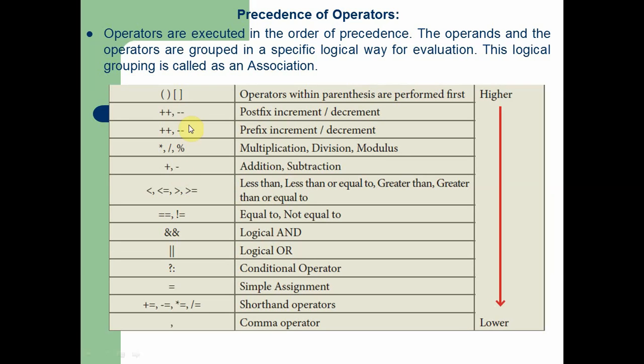Very first, the expressions inside parentheses and square brackets are evaluated, and plus plus and minus minus, postfix or prefix, are evaluated. After that, asterisk, slash, modulus. After that, plus, minus. After that, less than or equal to, greater than or equal to, not equal to, and this is the order of precedence. This is the rule followed by the C++ compiler for evaluating any expression. This is the same rule as in mathematics.